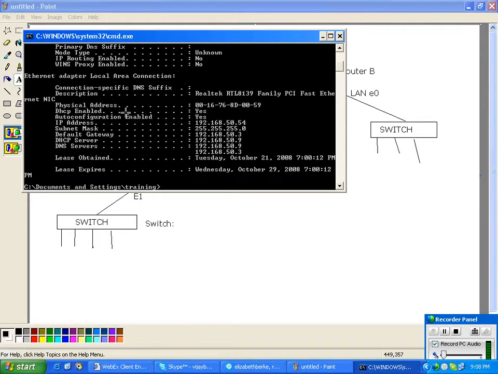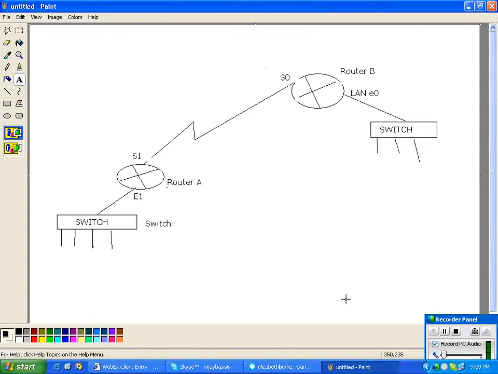Every LAN interface will have a physical address. You can see the physical address, 00167680, this is a physical address. Every computer will have a LAN interface. We call it a LAN card or a modem or any other interface that carries the data from one system to another system. It is called the LAN interface. The LAN interface has a physical address, which is used to communicate within the LAN.